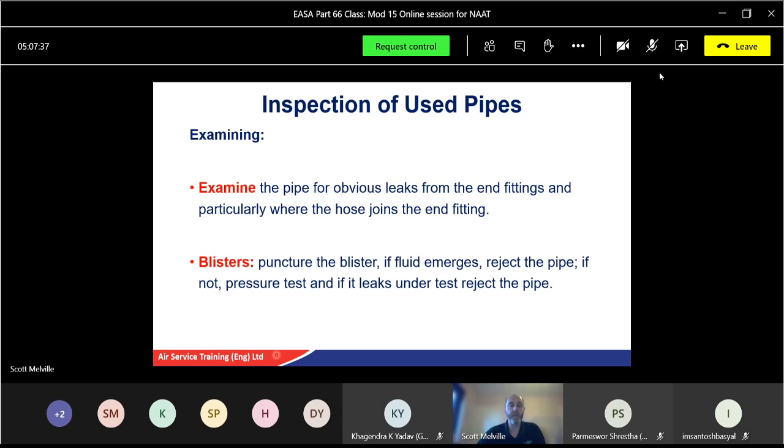anything like that. If you suspect something, if it's blistered, well, it shouldn't be blistered. It could be an external blister, or it might be an internal blister, which the fluid is trying to escape. So again, if you pierce it, fluid comes out, well, it's broken anyway. Reject the pipe. If not, pressure test, and if it leaks under test, reject it. There shouldn't be a blister anyway. If there's a blister, it's weak. There's something wrong. I would just replace it.